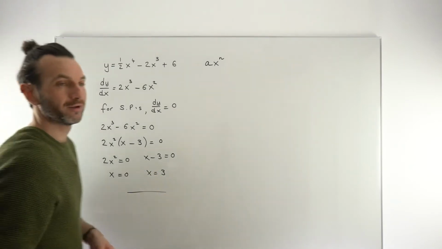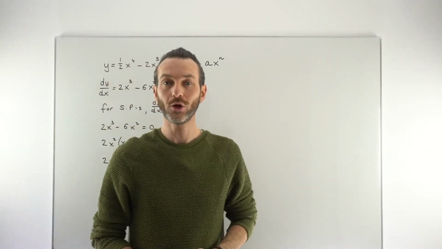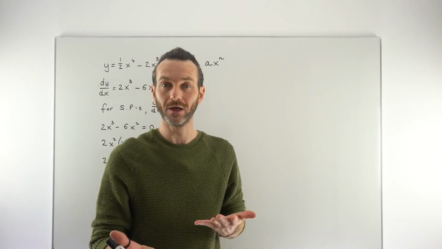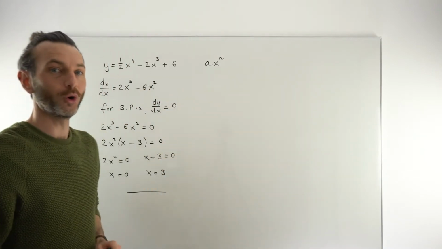So there's no finding the y coordinates that go with those points because we weren't asked to do that in the question. There's no determining the nature of the stationary points, which we're sometimes asked. So there's no need for a nature table or anything like that. That is the end of that question.